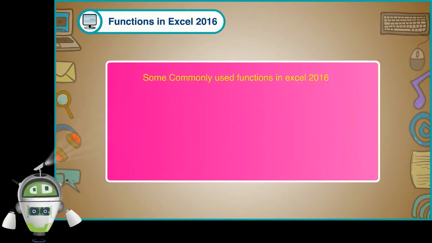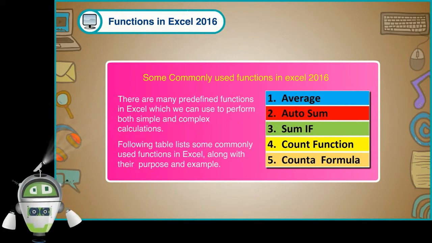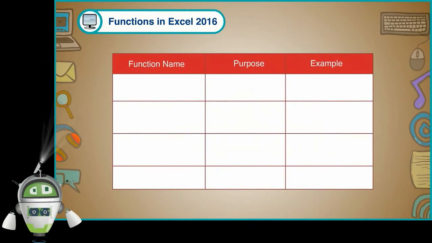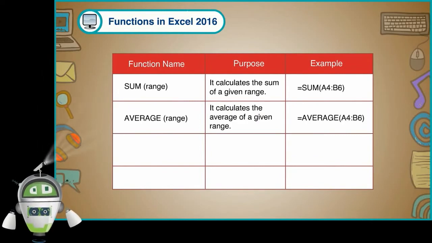Some commonly used functions in Excel 2016. There are many predefined functions in Excel which we can use to perform both simple and complex calculations. The following table lists some commonly used functions in Excel along with their purpose and example. Function name, purpose, example. SUM(range). It calculates the sum of a given range. Example: =SUM(A4:B6). AVERAGE(range). It calculates the average of a given range. Example: =AVERAGE(A4:B6).